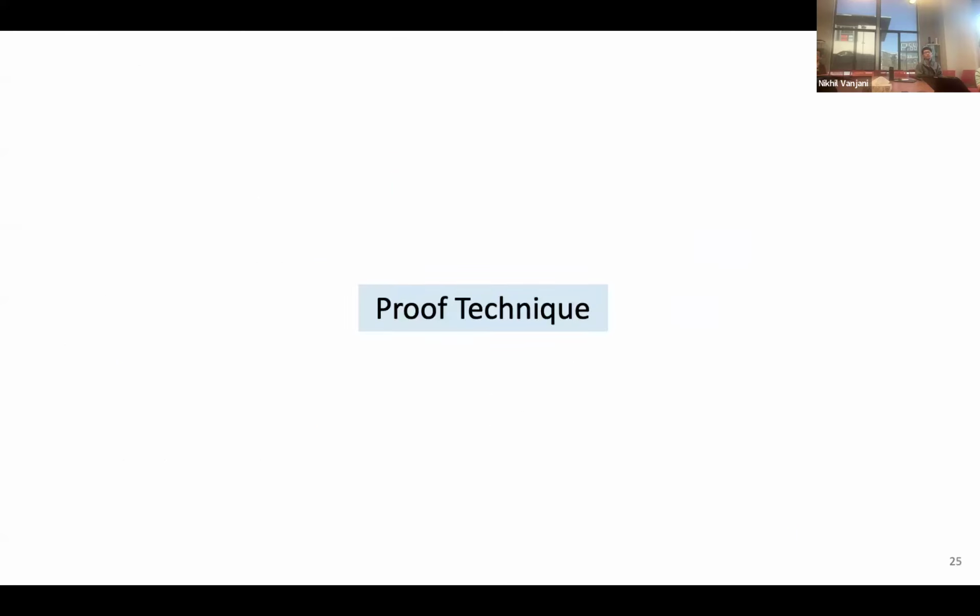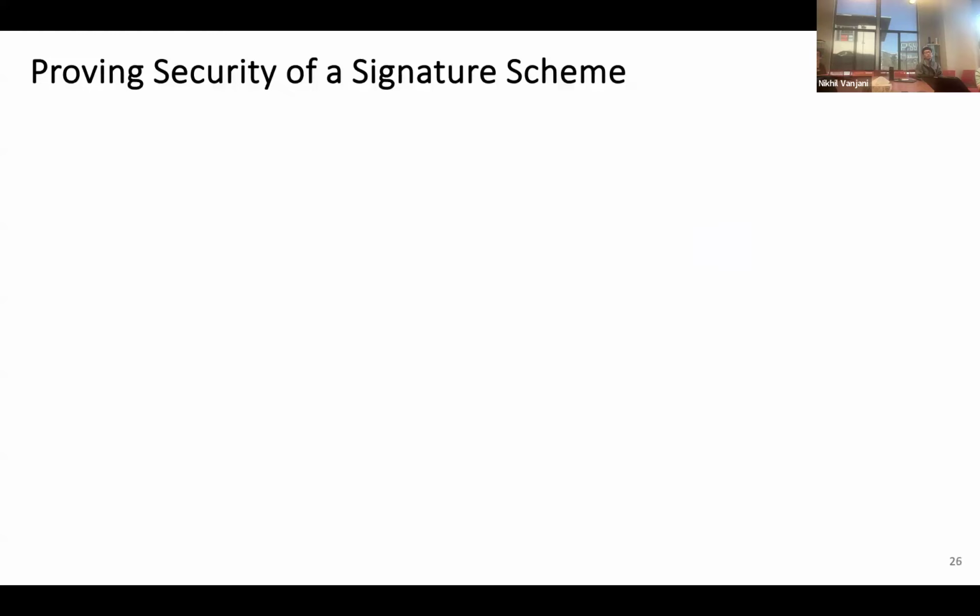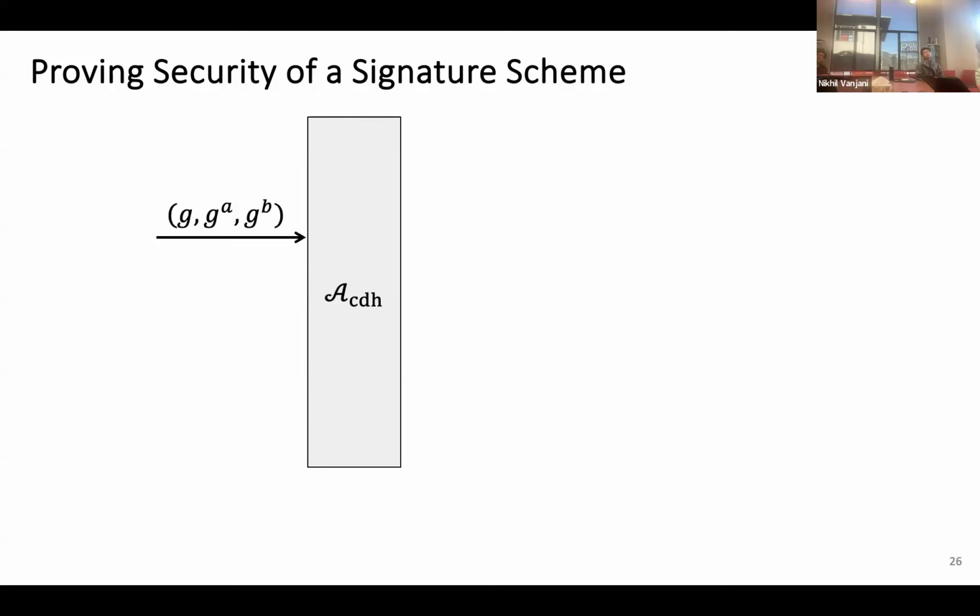Good. So what is the proof technique? How do we prove security of the signature scheme, or security of pretty much any threshold crypto system? I'll just do a quick recap. Let's say we want to reduce something to CDH. In the security proof, there is a CDH adversary which takes the CDH tuple as an input, and we say our threshold scheme is secure by saying: if an adversary A_TH can break the threshold scheme, then we can break the CDH assumption.